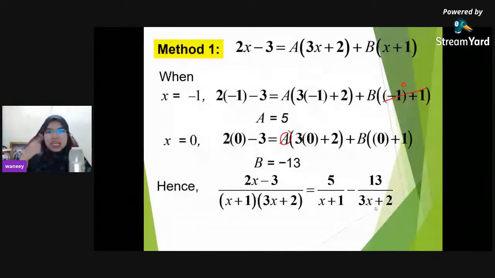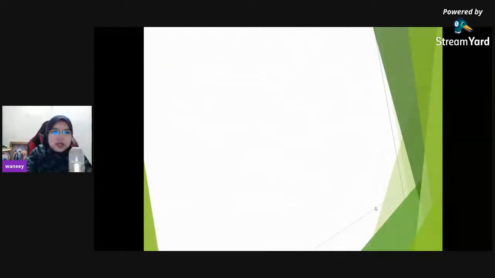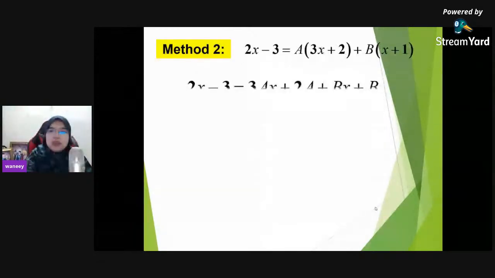Okay, tak apa. Saya ajar lagi satu method. And then, saya bagi masa lah untuk awak buat yang example lagi satu. Okay, so now, the second method. So just now we learned how to use substitution. Another method is by using comparing coefficient.